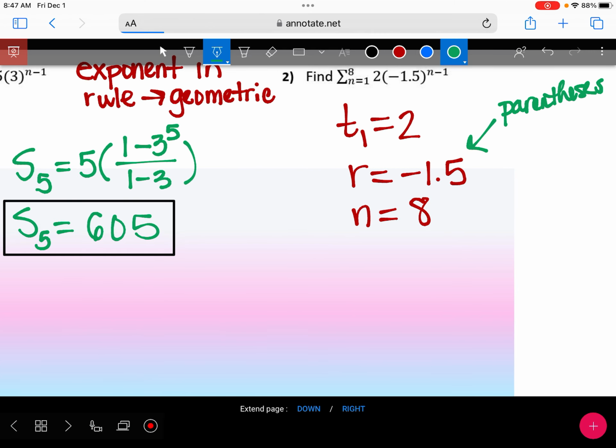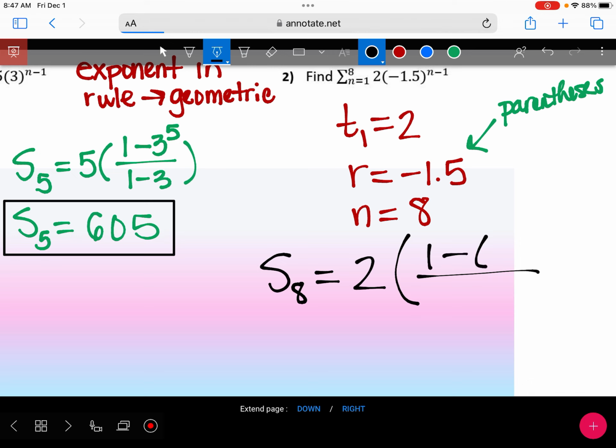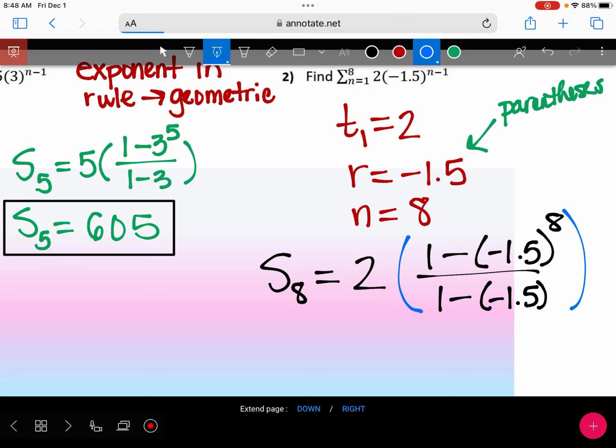So when you type it in your formula, the sum is going to be T1 multiplied by 1 minus, now I'm going to introduce a parentheses and put that negative inside of the parentheses, over 1 minus negative 1.5. And all of this is in parentheses. So that's how you want to type that in your calculator.